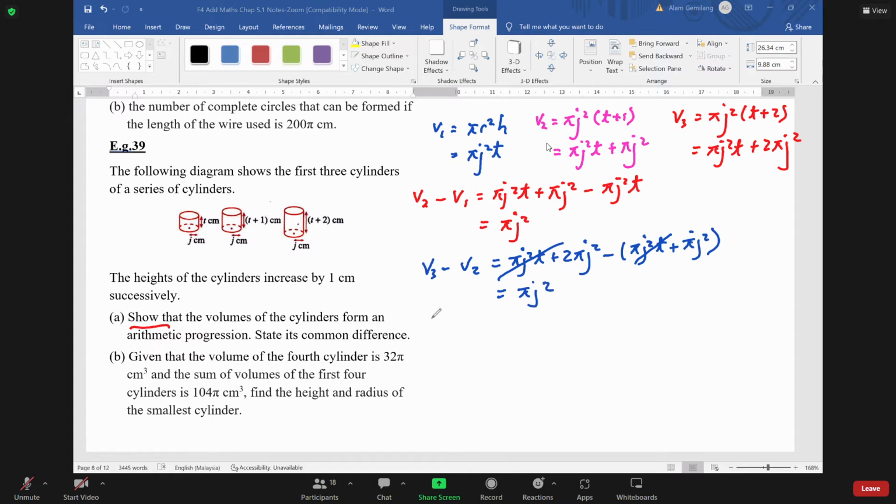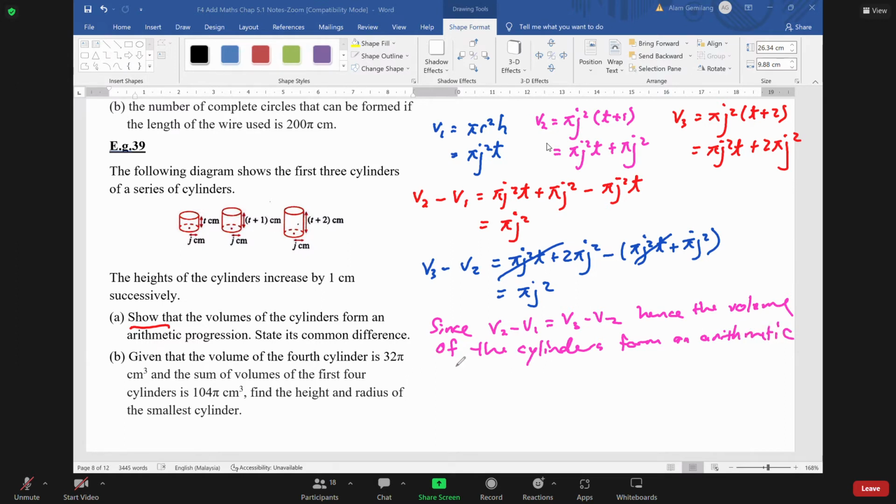Okay, so since V2 minus V1 is equal to V3 minus V2, hence the volumes of the cylinders form an arithmetic progression.